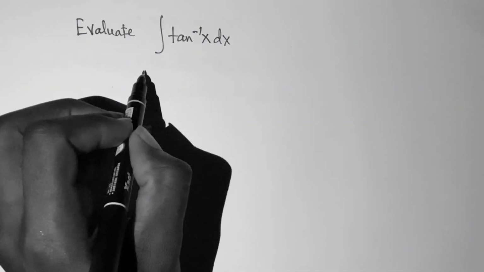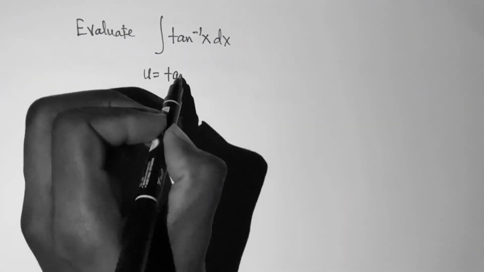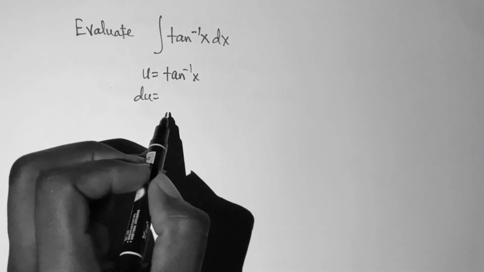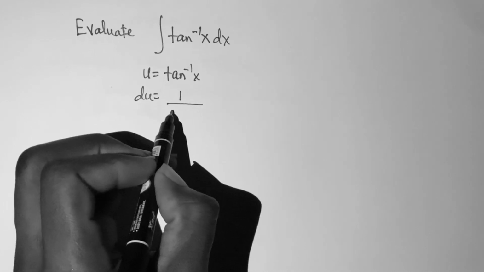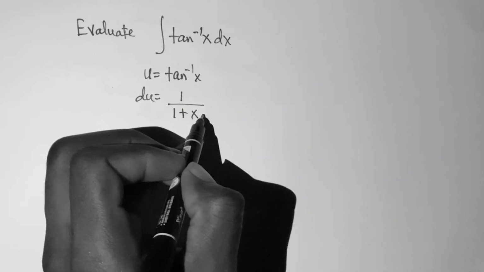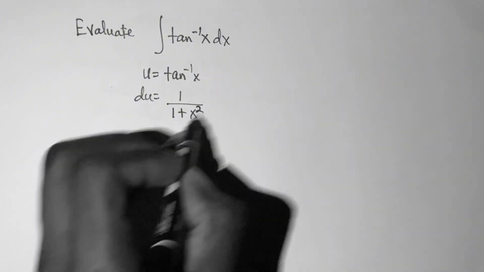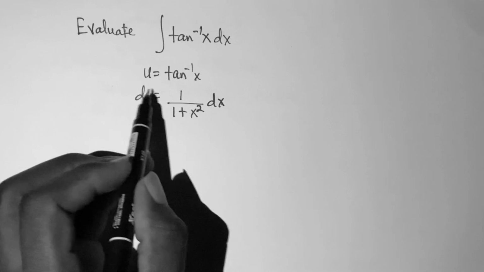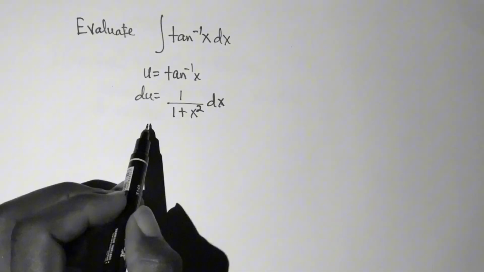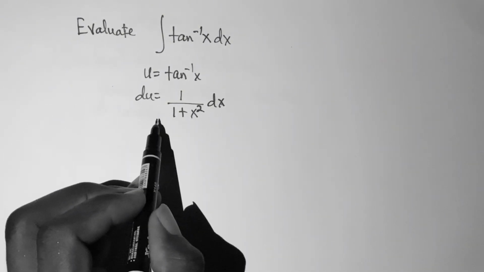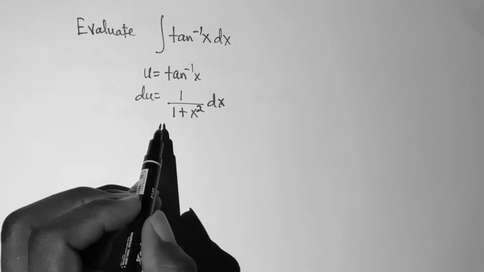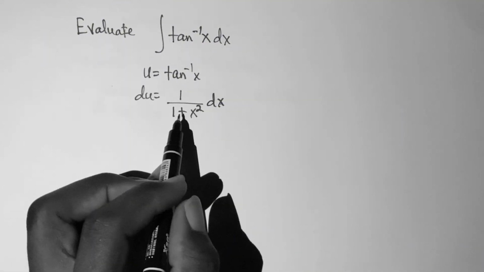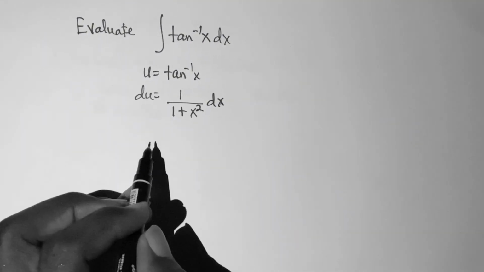So let's let u be equal to tan inverse of x. The du, if you differentiate tan inverse, is the same as 1 divided by 1 plus x squared dx. Now, I've already done a video on how to differentiate the inverse trigonometric functions. I will link that video in the description so you can watch it to understand how to differentiate the inverse trigonometric functions.